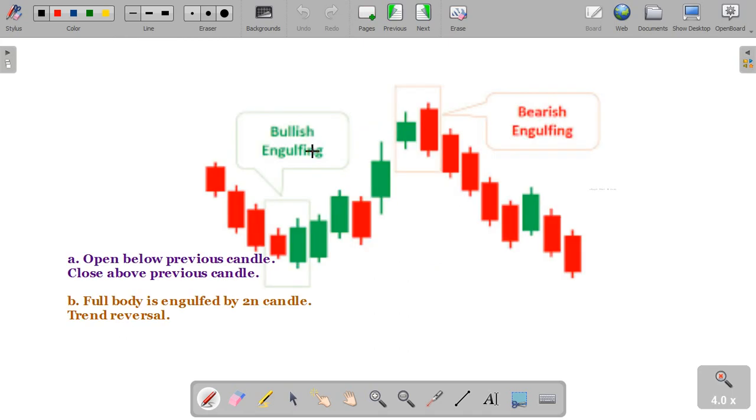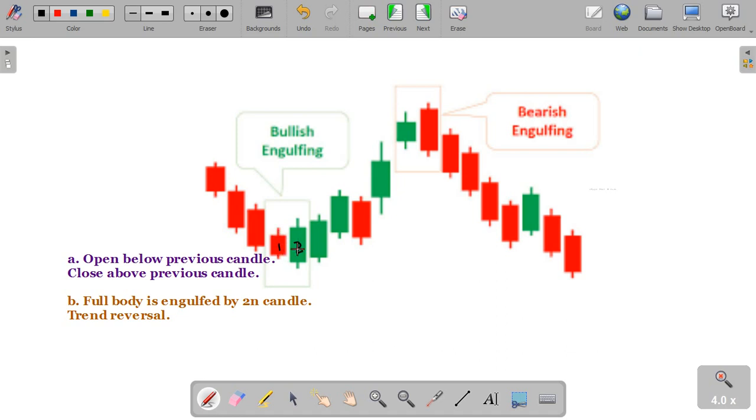Friends, if you see here, this is bullish engulfing, this is bullish engulfing, and this is bearish engulfing. You can see here there is a downtrend. In the downtrend there is a small candle. I will say this is candle number 1, and then against this candle, candle number 2 has appeared, and the whole body of the first candle is engulfed, or eaten, by the second candle. So in a nutshell, the second candle eats the whole body of the first candle, including the wicks.